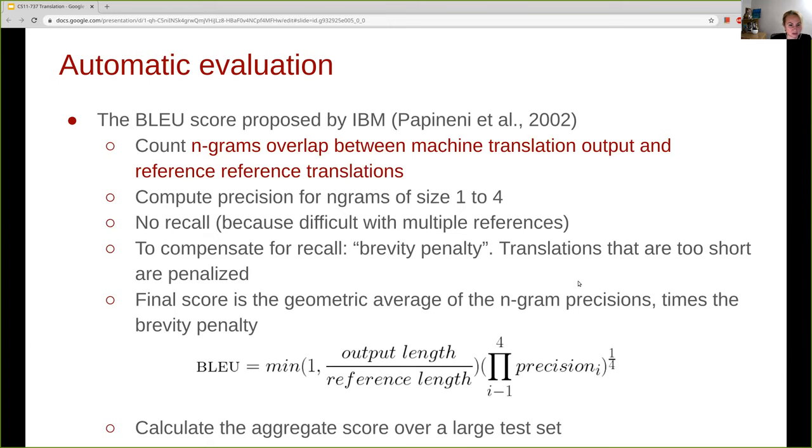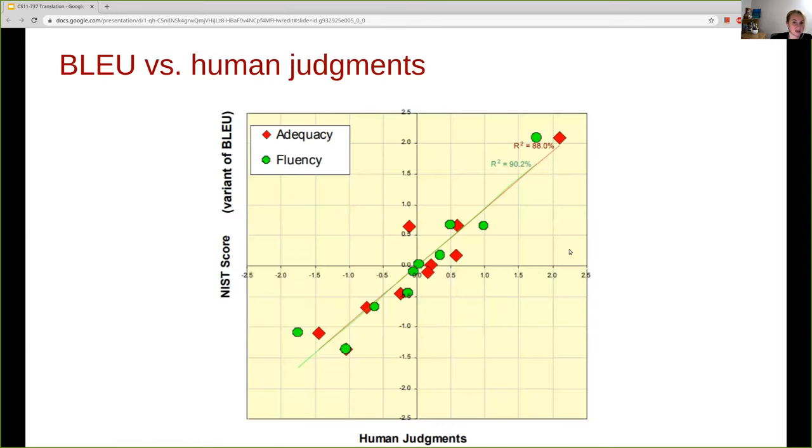for example, 2000 sentences. And it is much less trustworthy when we estimate BLEU, for example, calculate BLEU on just a few sentences. So how do we know that an automatic metric is good? How do we know if it is correct?